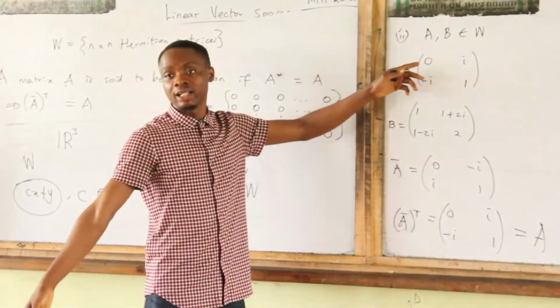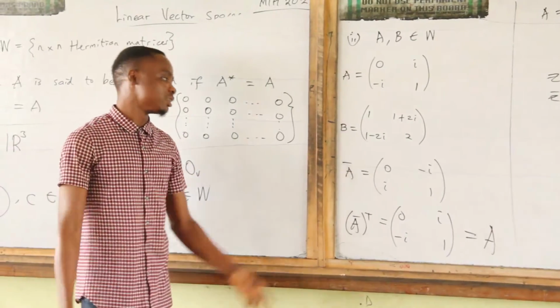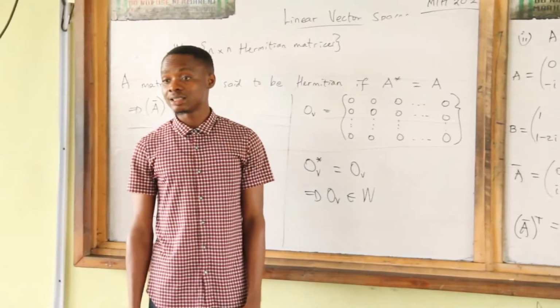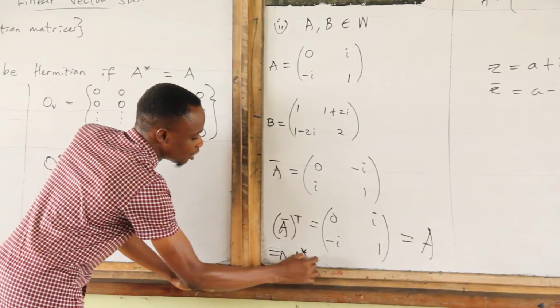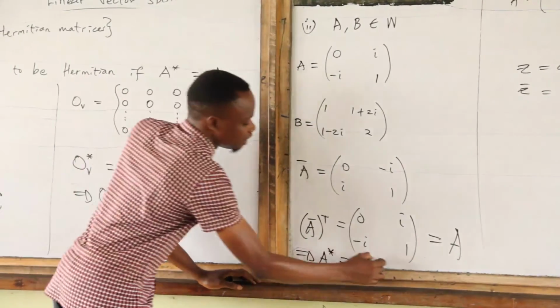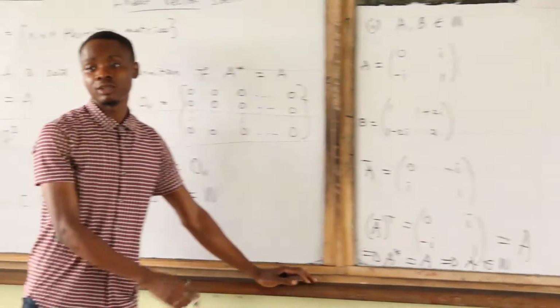Like I said the other time, if you want to disprove something, you just need one example that shows that it does not work. Once you have that example, then that is all. This one is 1 minus 0i. Its conjugate will be 1 plus 0i. So it doesn't change anything. Obviously for this situation, A star is equal to A. So obviously, A is actually an element of W. Do you understand this?